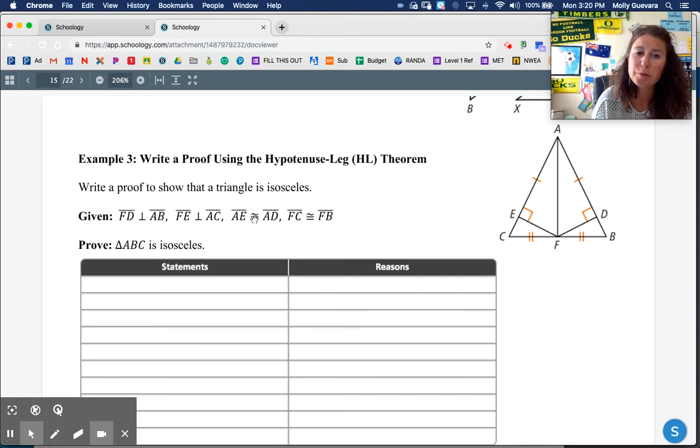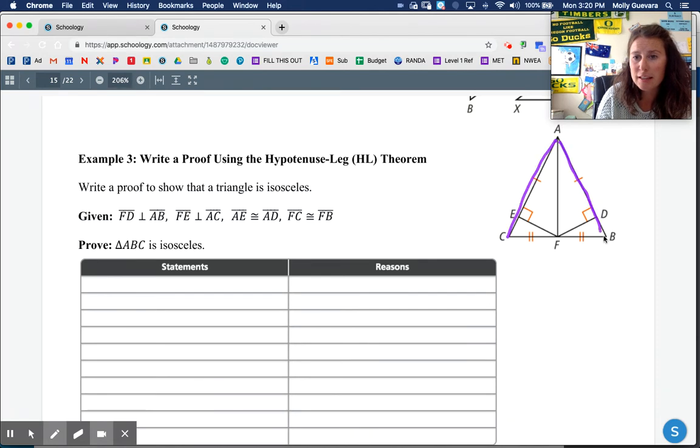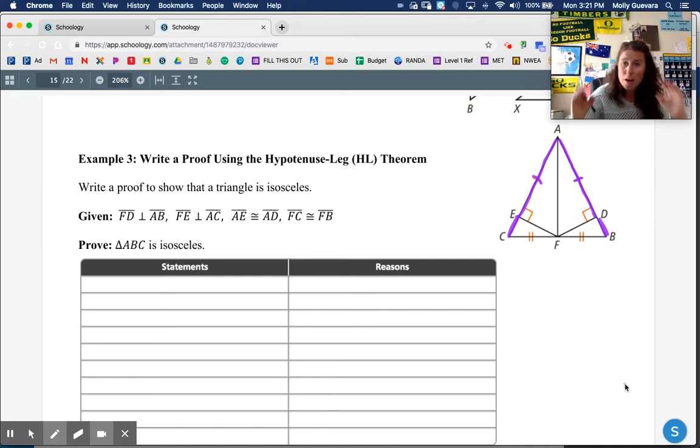This says write a proof to show that a triangle is isosceles. So I'm trying to prove that this length and this length are the same. And when I look at this, it's already given to me that AE and AD are the same, right, with these tick marks. So then really all I have to find is this length of EC. I just have to prove that EC and DB are the same, right? Because if the top half is the same and the bottom half is the same, then the total is the same.